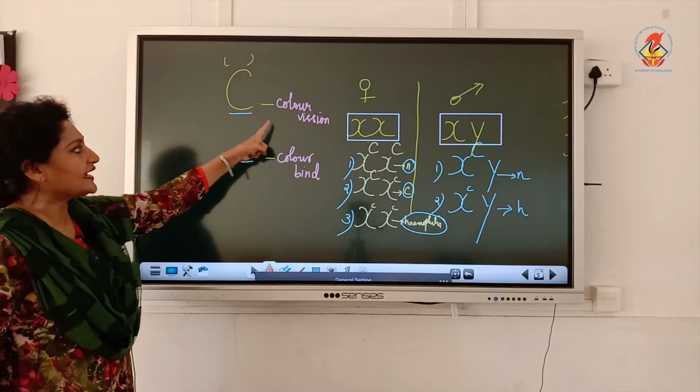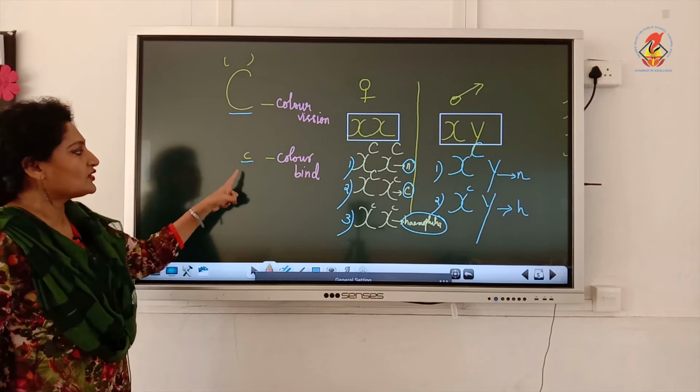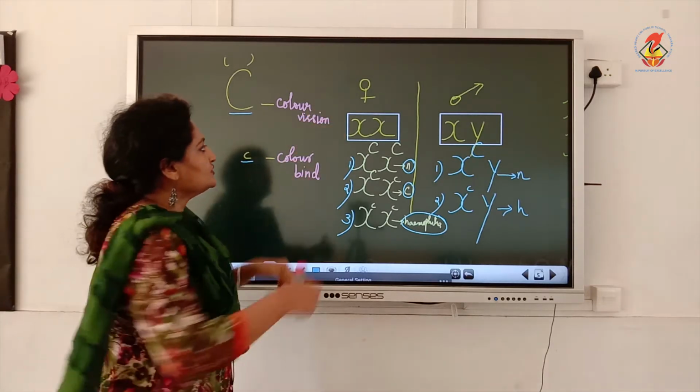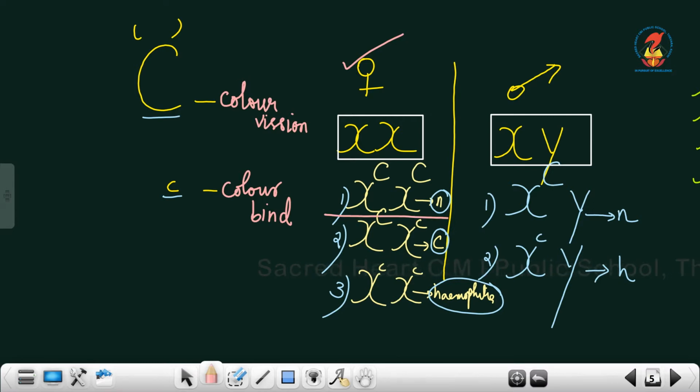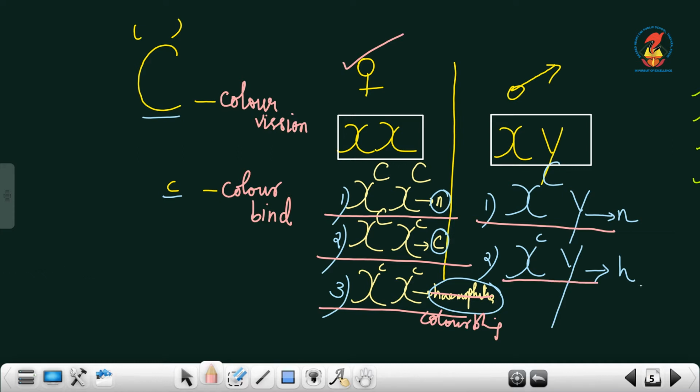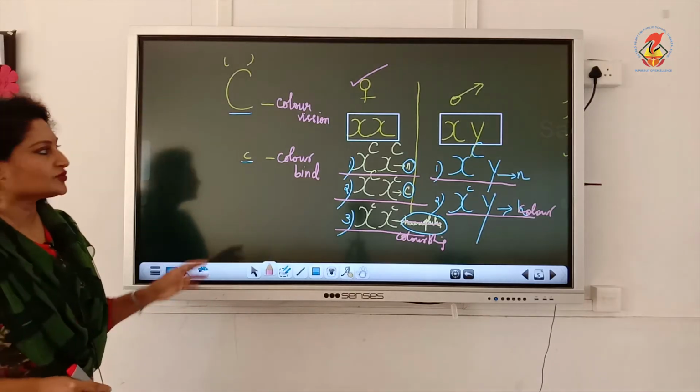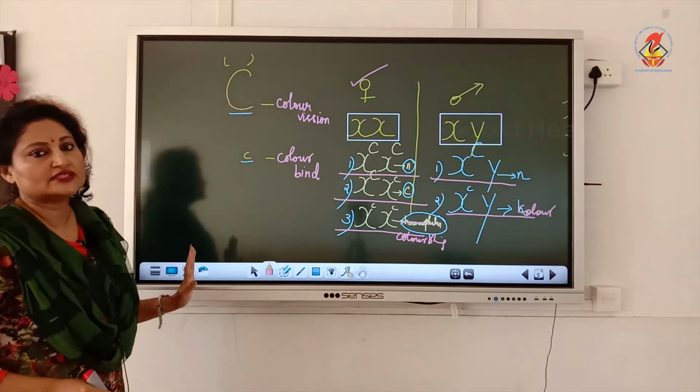Let capital C indicate color vision, small c indicate color blindness. So the possible genotypes for females are 3 types: X capital C, X capital C normal; X capital C, X small c carrier but normal; X small c, X small c, she is color blind. Okay, just rewording it. Now in the case of males, there are only two options. X capital C, Y, a normal vision male, and X small c, Y is a color blind male. Clear? The same pattern of inheritance. Only thing is you have to reword what capital C and small c indicate.